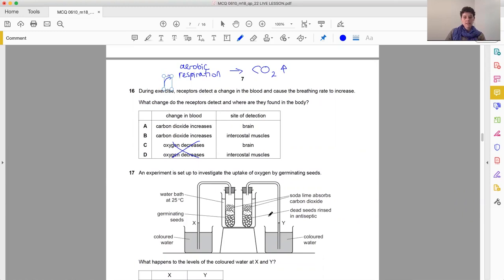Where are those receptors sited? Are they sited in the brain or in the intercostal muscles? Now, intercostal muscles are there in between the ribs. No, not a chance. Okay, control happening here in the brain. So the change detected is an increase in carbon dioxide, and the site of that detection is the brain. We're going to change the activity of the intercostal muscles, because that's how we're going to change that breathing rate, but it is not where the change is detected. It's detected in the brain.